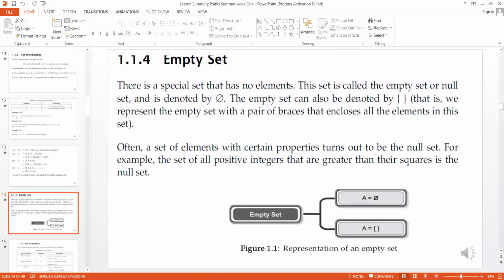So there are two main types. Now we are on the empty set, okay? An empty set is a set with no element. And there are two ways of representing the empty set. The first way is using this symbol, and the second way is using the empty curly brackets to denote it. So the empty set can be denoted using this one that looks like a zero crossed out. And then we have the curly brackets with no element.